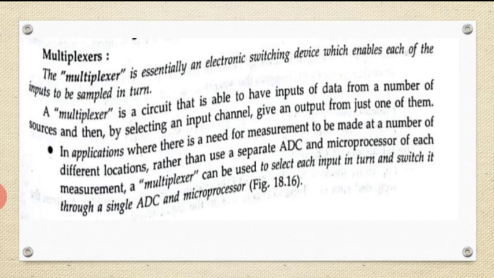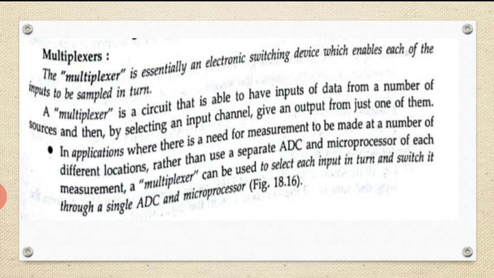Next is the multiplexer. You have already come across this. A multiplexer is essentially an electronic switching device which enables each of the inputs to be sampled in turn. It is a circuit that can take data inputs from a number of sources. By selecting any input channel, it gives an output from just one of them, so it gives only one output.